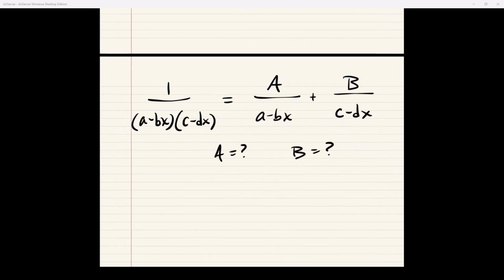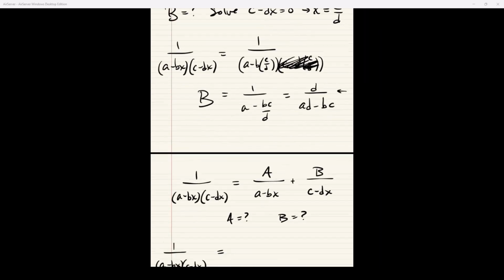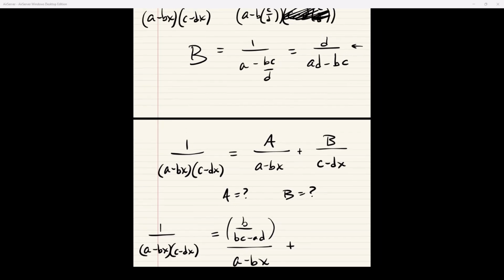So now I have answers for this question. What are the A and the B? I could say that this expression, 1 over a minus bx times c minus dx, that I am going to be integrating, I am doing the algebra required for the partial fraction decomposition. What did I get for A? It is b over bc minus ad. So it's b over bc minus ad, over a minus bx, plus the B, I can see it right there, d over ad minus bc, over c minus dx.